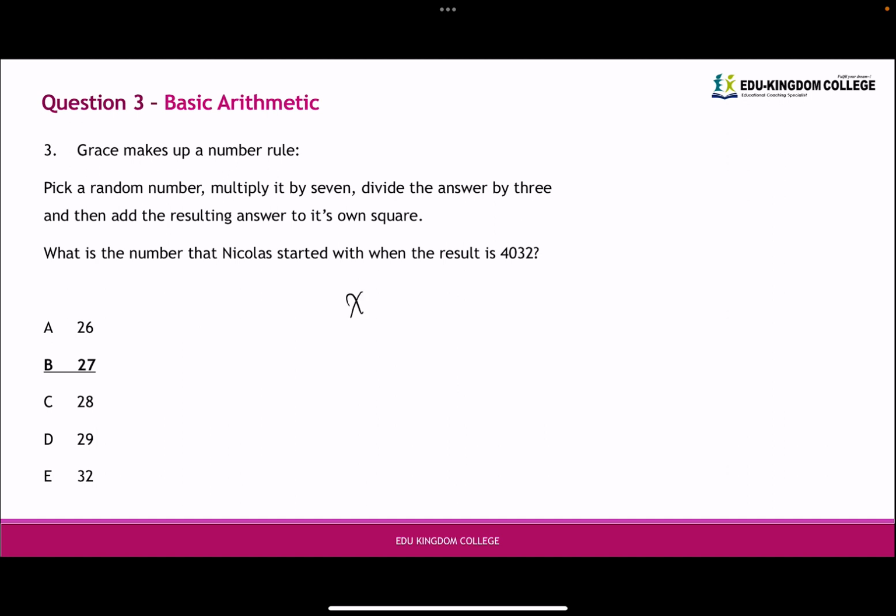So we have a random number multiplied by 7 divided by 3, and then add the result to its own square. Oops. Okay, so 703x all squared. So what you'll find out is none of these numbers, when you sub in any of these numbers instead of x, okay, they won't give you a whole number unless it's divisible by 3. Okay, the issue is only one of our answers is divisible by 3, okay, and that should have helped you.